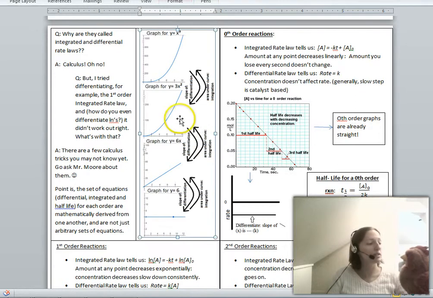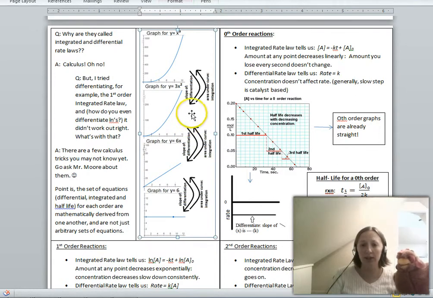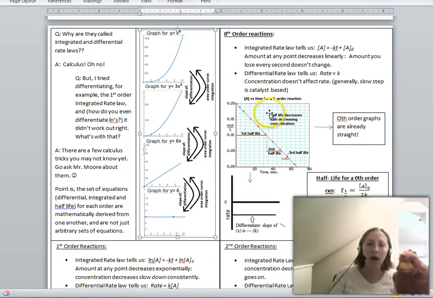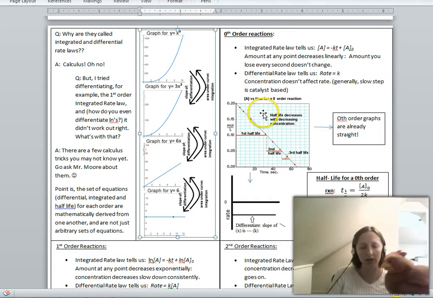Alright, hello folks. This is my third lecture about kinetics, and we're going to talk more about the differences between zeroth, first, and second order reactions, and integrated and differential rate laws. We're going to do a little bit of calculus-ness descriptions so that you have an idea of why they are called differential and integrated rate laws.